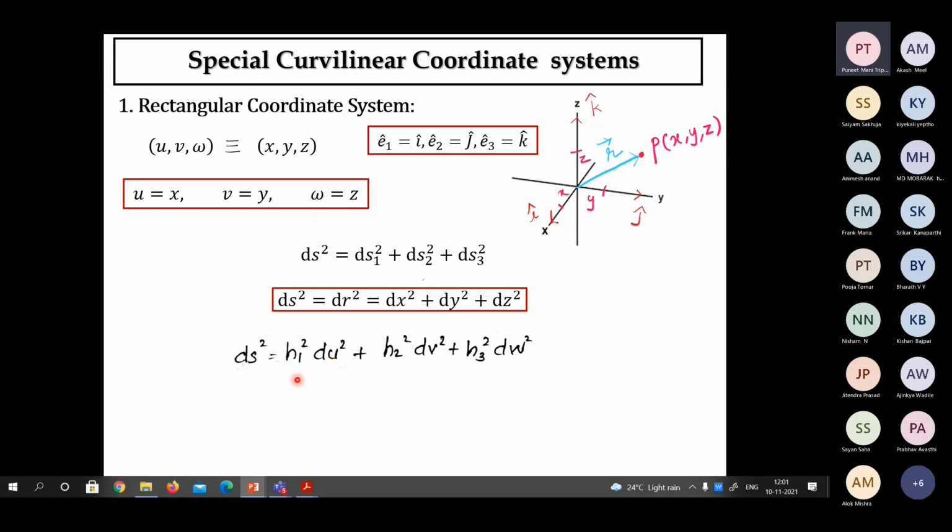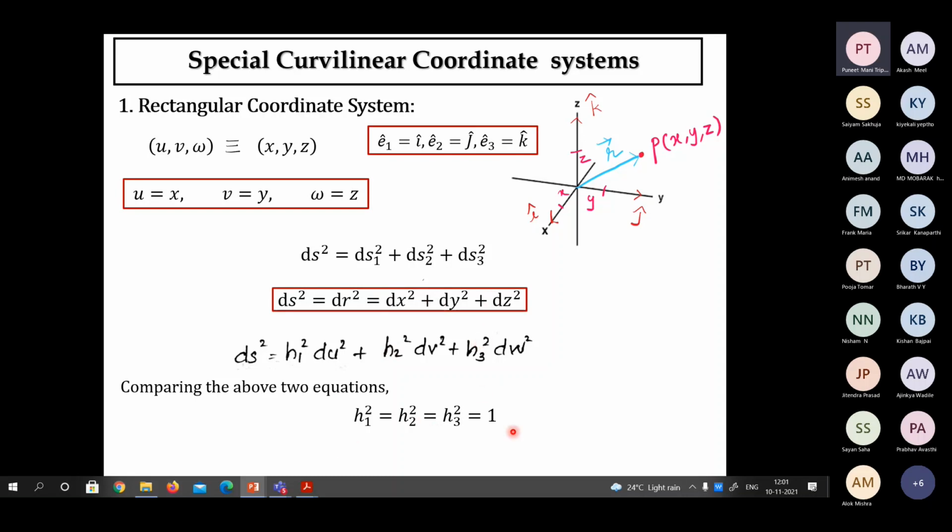So here it becomes h1 square dx square plus h2 square dy square plus h3 square dz square, right? So now you have that expression. When you equate these two expressions, h1 square must be equal to 1. h2 square must be equal to 1. h3 square must be equal to 1.